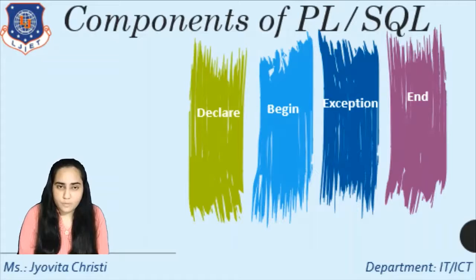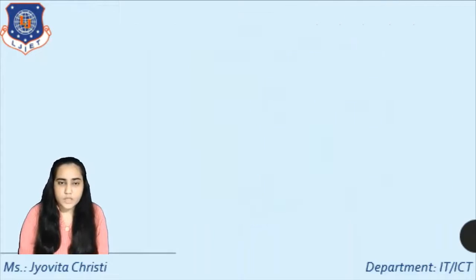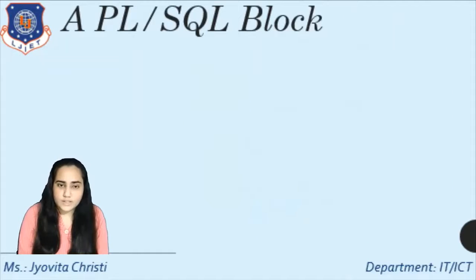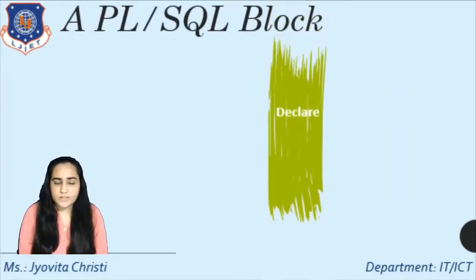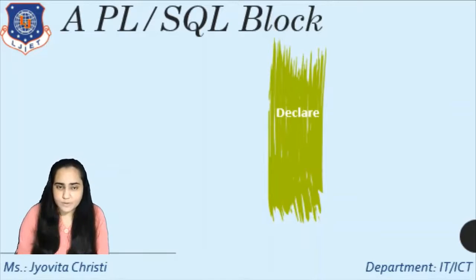Now, a PL/SQL program is divided into three different parts. The first part is the declaration part. This is the part where you would decide and declare what types of variables you need, how many variables you need, and what names you're going to give to those variables in your program. That is what the declarative part tells you.